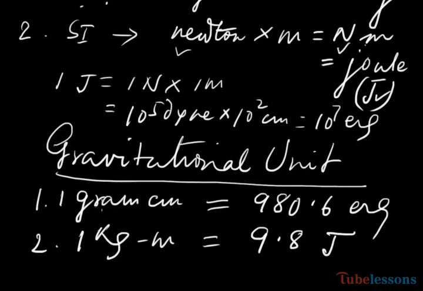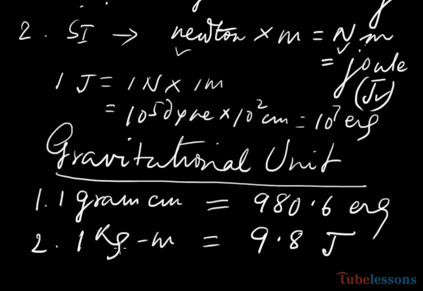If a body of mass 1 gram is lifted against gravity up to a height of 1 centimeter, then the work done is 1 gram centimeter. And its weight is 1 gram weight. 1 gram weight equals 980 dyne, that is 980 gram centimeter per second square, and it is lifted 1 centimeter. So 980 erg of work is done.